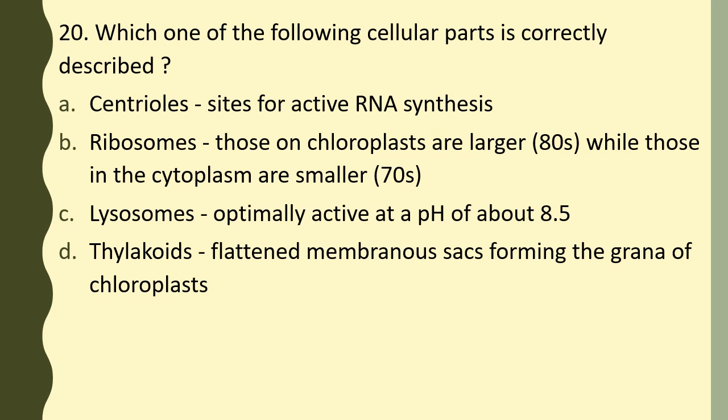Question number 20. Which one of the following cellular parts is correctly described? Centrioles, site of active RNA synthesis. Ribosomes, those on chloroplast are larger while those on cytoplasm are smaller. Lysosome, optimally active at pH of about 8.5. Thylakoids, flattened membrane sac forming grana of the chloroplast. Which of the following cellular parts is correctly described? Correct answer is option D, thylakoids. These are the flattened membranous sac forming the grana of the chloroplast.